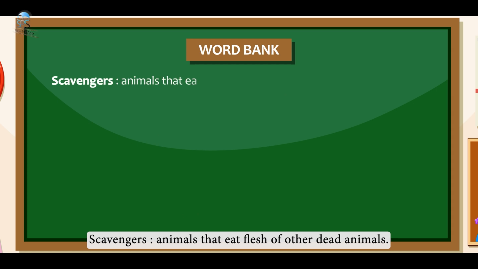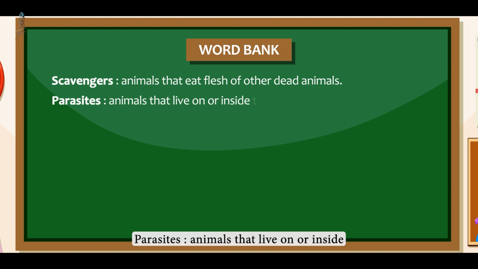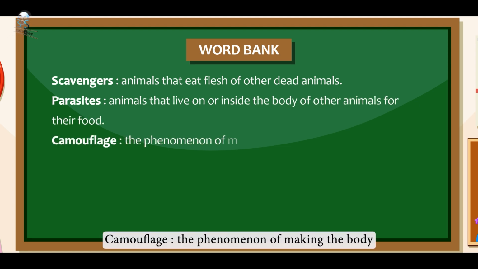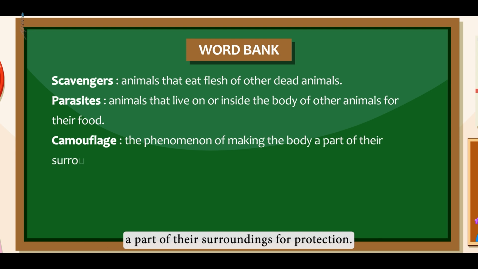Scavengers, animals that eat flesh of other dead animals. Parasites, animals that live on or inside the body of other animals for their food. Camouflage, the phenomenon of making the body a part of their surroundings for protection.